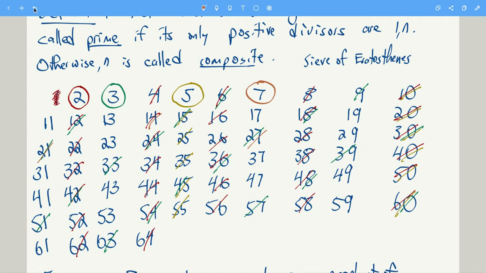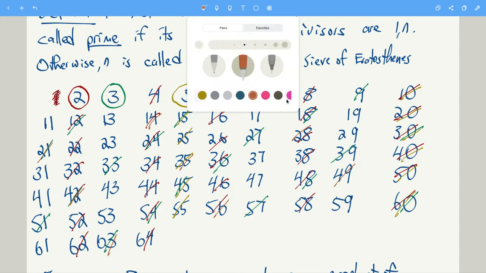Oops, I did the wrong thing. I should have done 28. Okay. And actually, from now on, there is nothing more to cross out, which, you can check to see if you want, but I'm just going to use the same color for the rest of them. Okay. The next number that's not crossed out is 11.